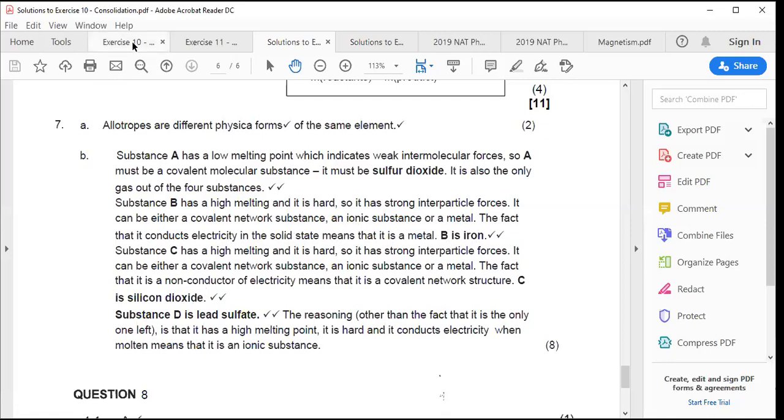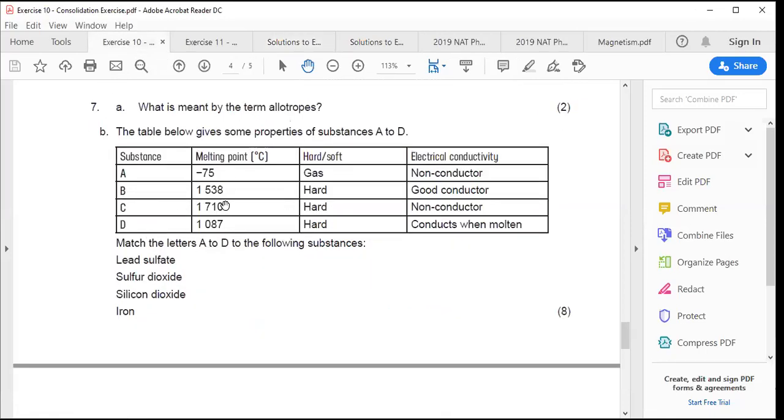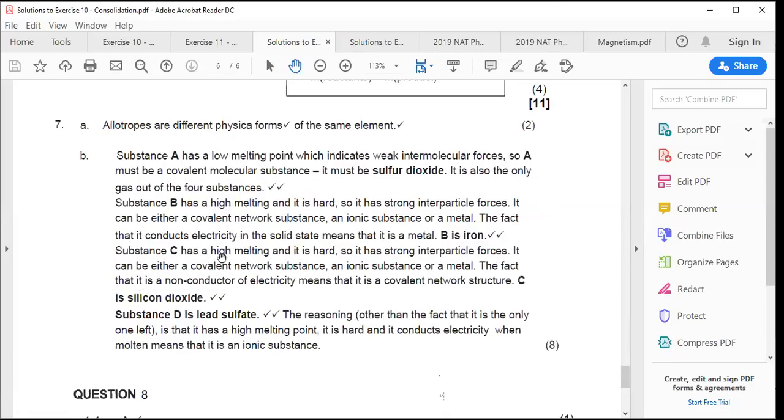For substance C, it is a high melting point. It is hard and it is a non-conductor. It is hard, so it is a strong interparticle force. It can either be a covalent network substance or an ionic substance or a metal. The fact that it does not conduct electricity means it's a covalent network structure. Therefore, C becomes your silicon dioxide.